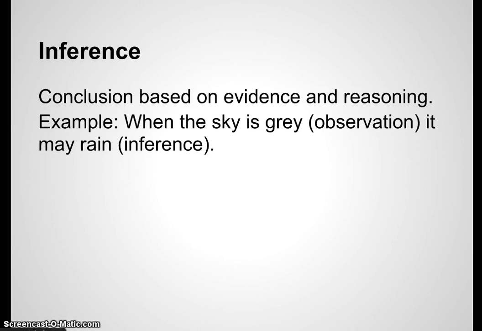But an inference would be when the sky is gray, that's an observation you make, it might rain. That's the inference based on the data that you have gathered. It's an educated guess based on data you know. And that is the finish of our first set of notes, all about what is science and the definition, kind of beginning scientific method.